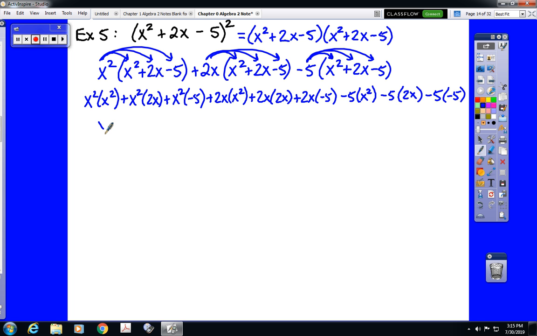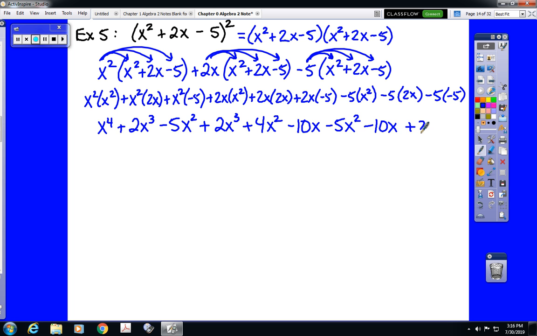So we have x to the 4th plus 2x to the 3rd minus 5x squared plus 2x to the 3rd plus 4x squared minus 10x minus 5x squared minus 10x plus 25. Again, we've got lots of like terms in there. We have 2x cubed terms. We have 3x squared terms. And we have 2x terms. So we go in and we combine our like terms.